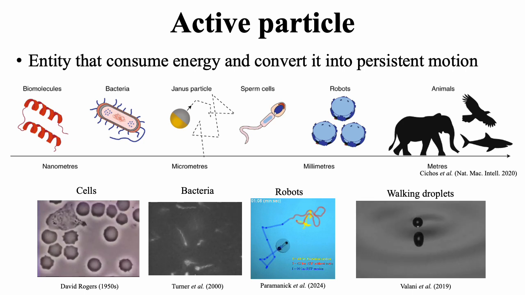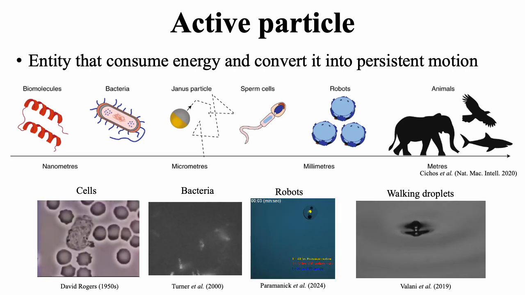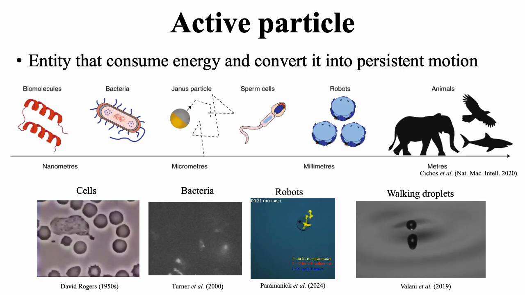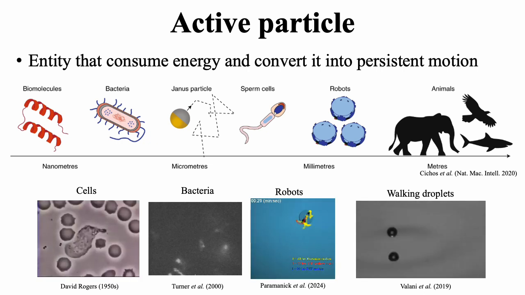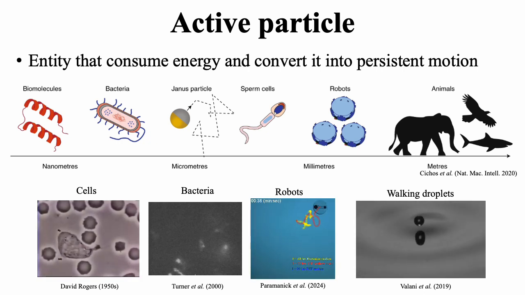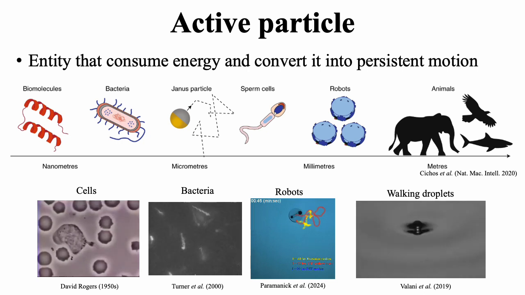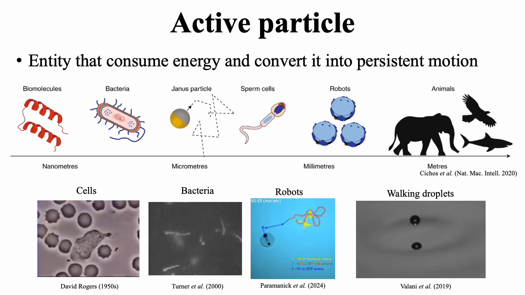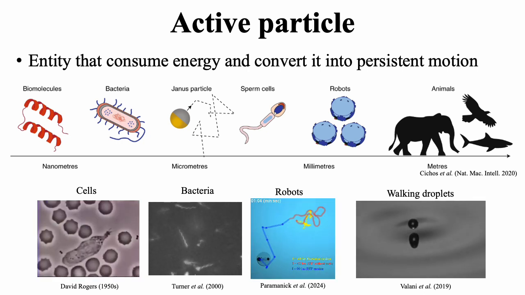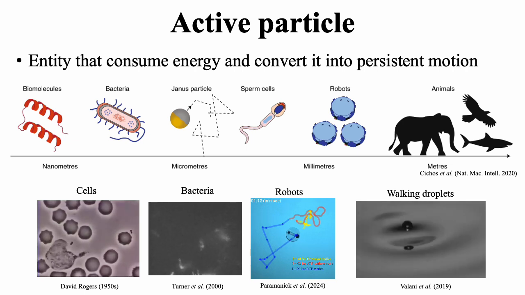Yet another example of a synthetic system, which we will focus on today, is this system of walking droplets. You have droplets bouncing and walking on the liquid surface of the same liquid as the droplet, right? So we'll explore the active system of the walking droplet.